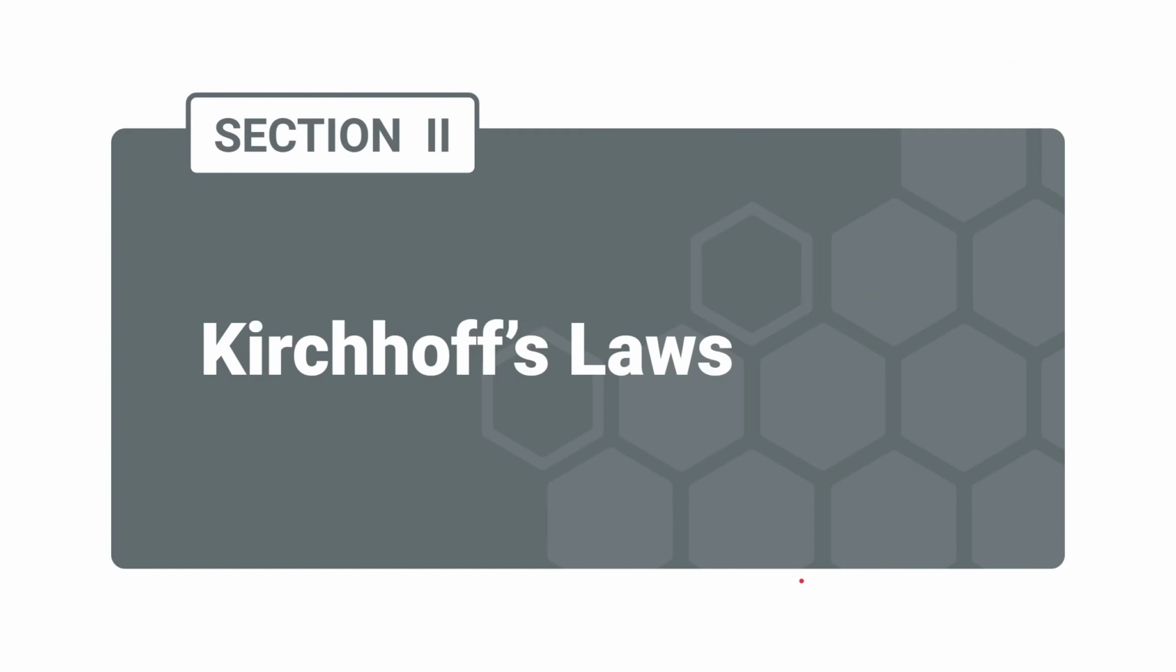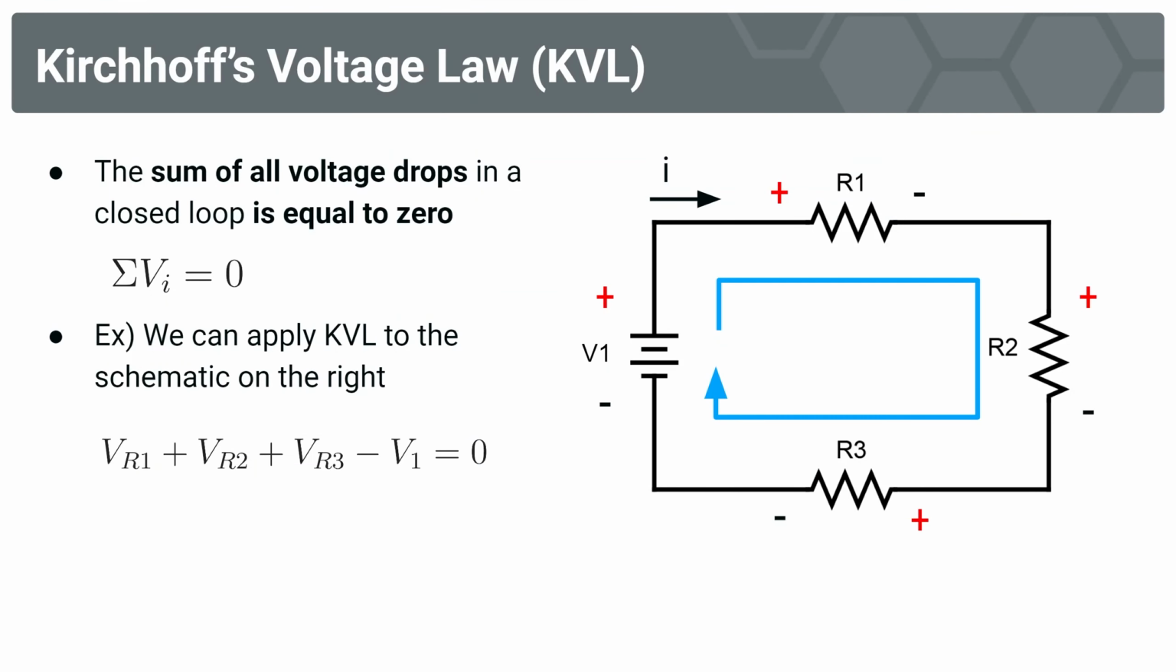There you go. We've talked about circuit topology. We've talked about finding the voltage drop across a branch. We've talked about series and parallel circuits. It's time to discuss the meat of circuit analysis. That is Kirchhoff's laws. There are 2 of them. We're going to start with Kirchhoff's voltage law, or KVL.